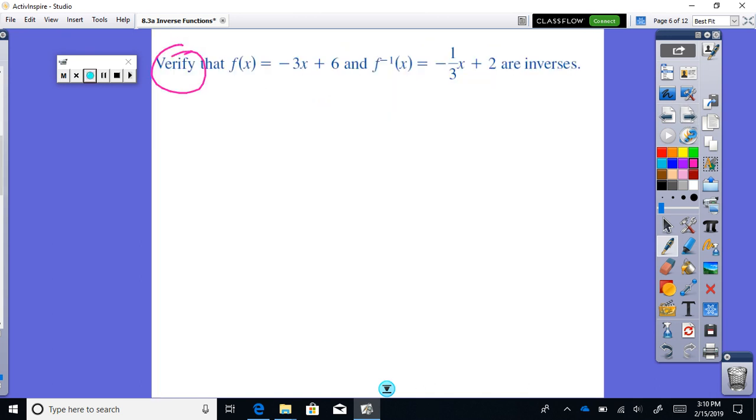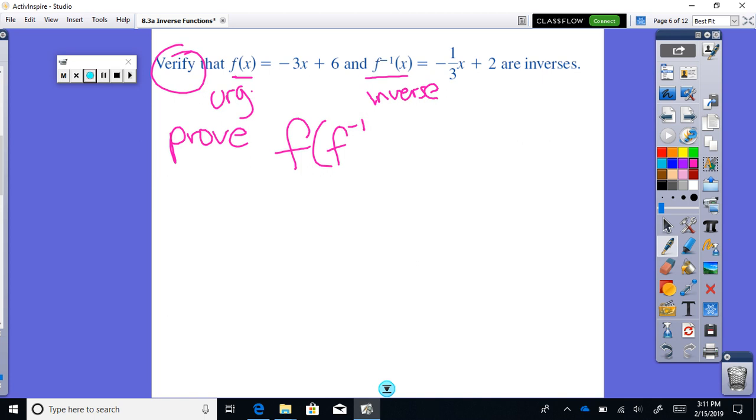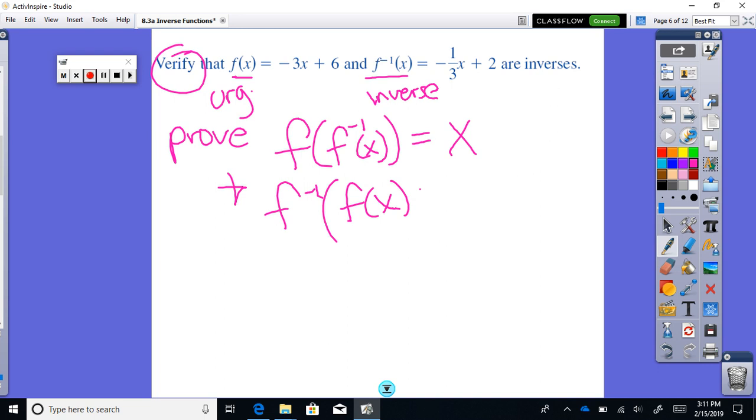So if I want to verify that these two are inverses of each other, so I'm saying that this is the original function here, and this is my inverse function. I want to verify that they are in fact inverses, which means that I need to prove that f composed with its inverse is equal to just x, and if you do the inverse composed with the original function, that equals x. So you have to do two compositions and show that they're both equal to x. That's how you prove it.